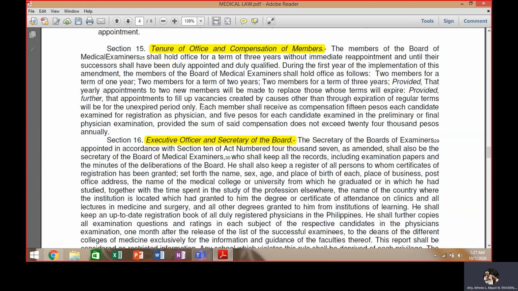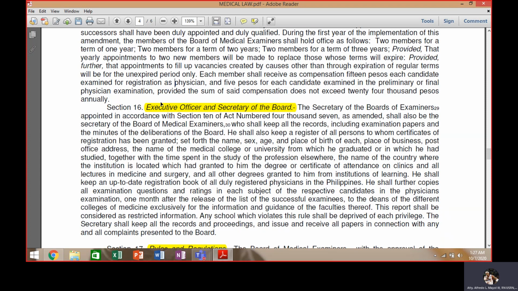Each member shall receive as compensation 15 pesos for each candidate examined for registration as physician and 5 pesos for each candidate examined in the preliminary or final physician examination, provided the sum of said compensation does not exceed 24,000 pesos annually. Okay? This is not important and this is now amended.